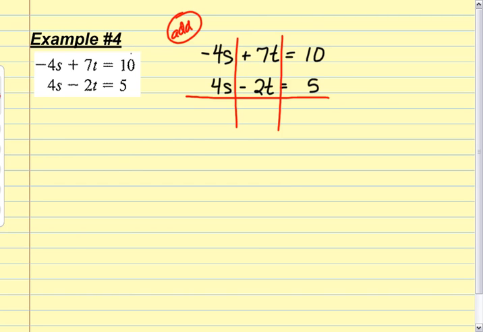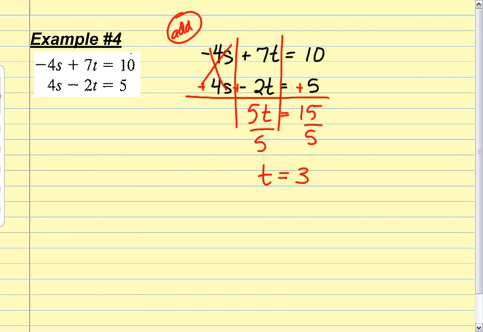So negative 4s plus 4s just cancels out. 7t plus negative 2t is 5t. And then 10 plus 5 is equal to 15. Divide by 5, divide by 5, t is equal to 3.